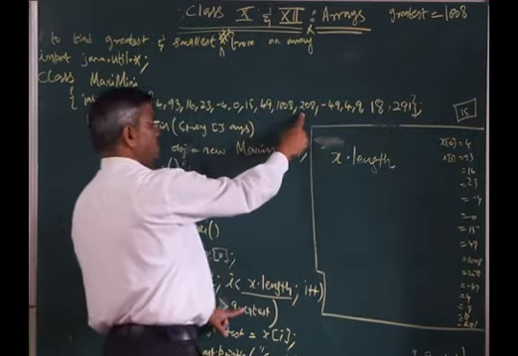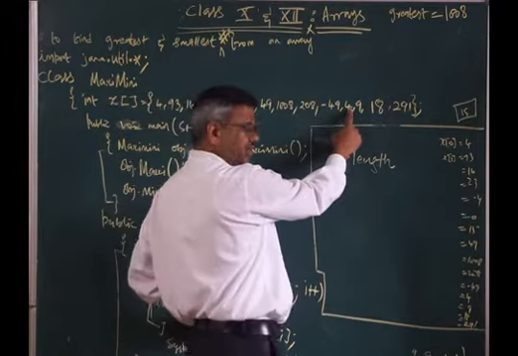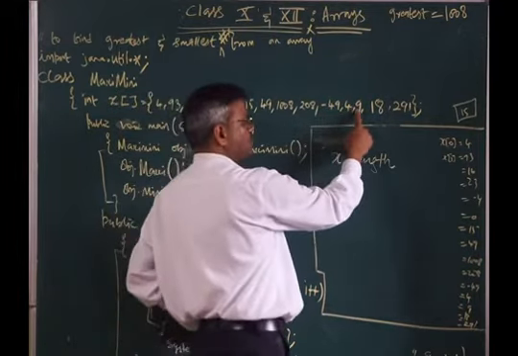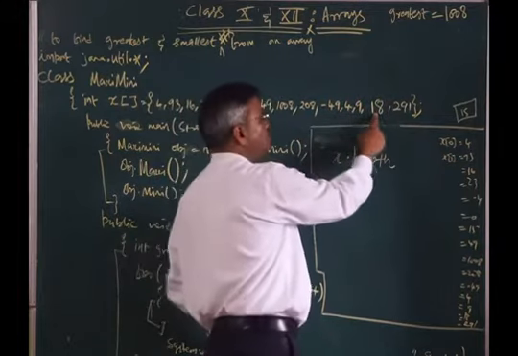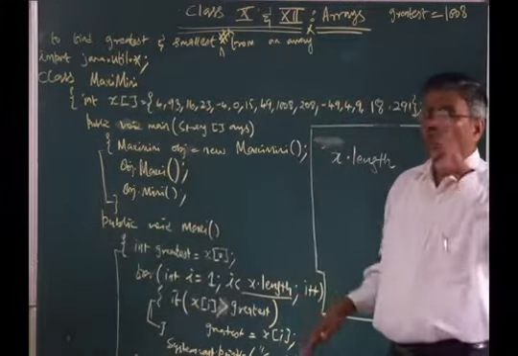Is 208 greater than 1008? No. Is minus 110 greater than 1008? No. Is 4 greater than 1008? No. Is 9 greater than 1008? No. Is 18 greater than 1008? No. Is 291 greater than 1008? No. So it is compared 14 times.